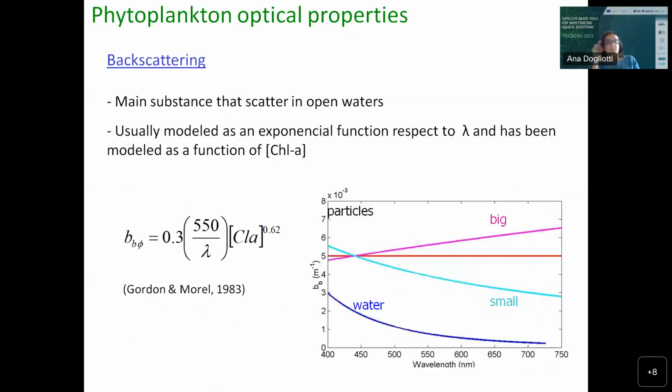Okay, so the backscattering properties of phytoplankton. It is also the main substance that scatters in this open ocean, as I mentioned. And usually it's modeled as an exponential function with respect to wavelength. So this exponential form, backscattering in wavelengths. And also it has been modeled as a function of chlorophyll concentration. So how much is scattered will depend on the amount of chlorophyll A pigment. That's the idea of how to estimate or model the backscattering coefficient of phytoplankton.